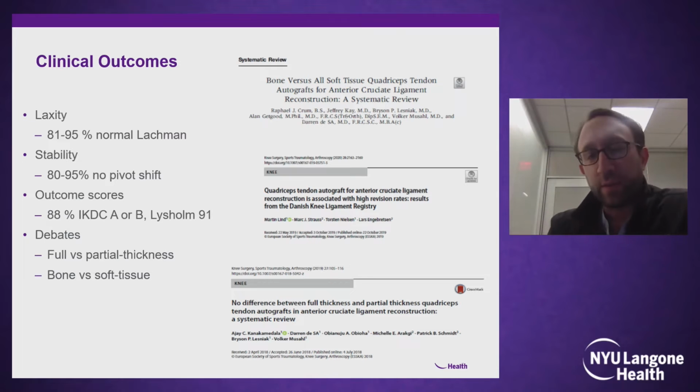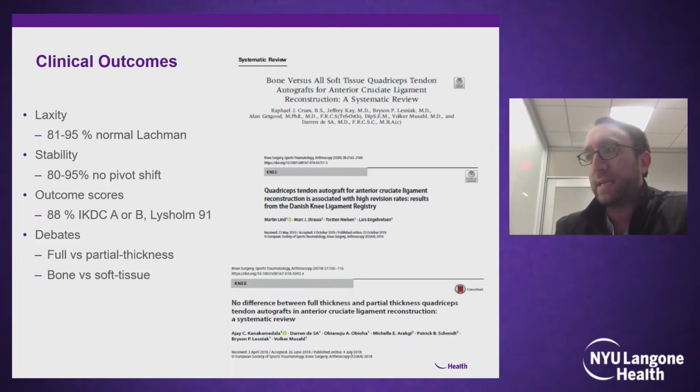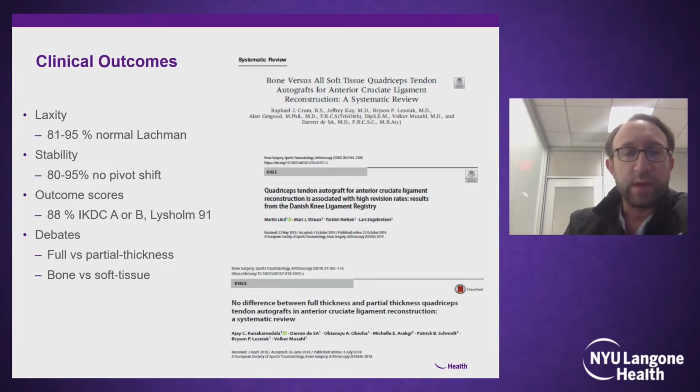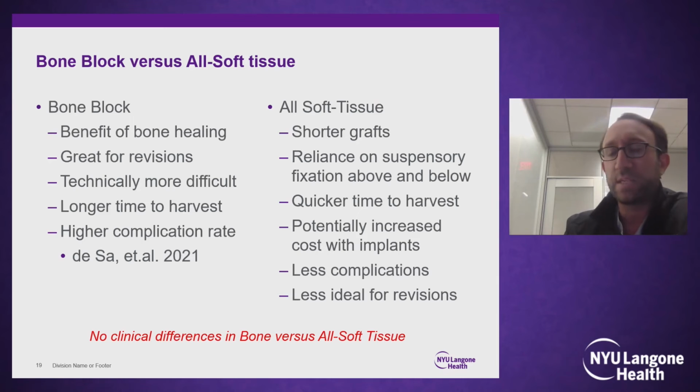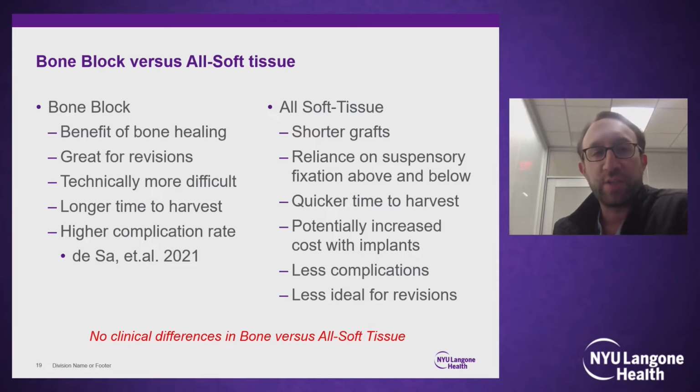And the good thing about the quadriceps is that the clinical outcomes are good. They're just as good as hamstrings and BTB in some of these larger studies. Lachman exams are excellent postoperatively. Stability is excellent postoperatively. The outcome scores are excellent. There is some debate still in the literature in terms of full versus partial thickness grafts, as well as taking a piece of bone versus using all soft tissue.